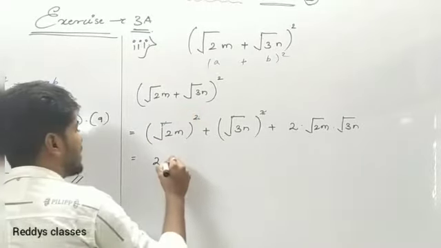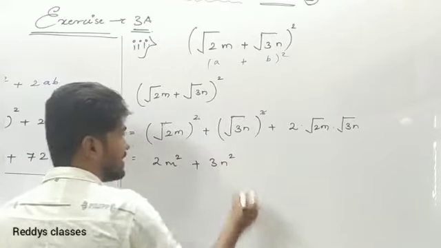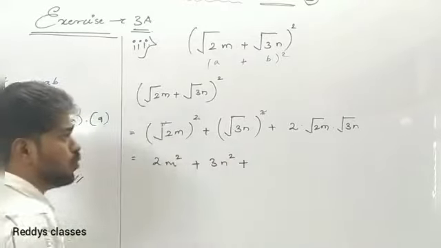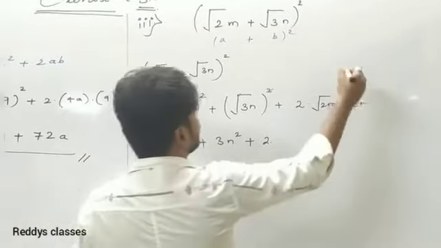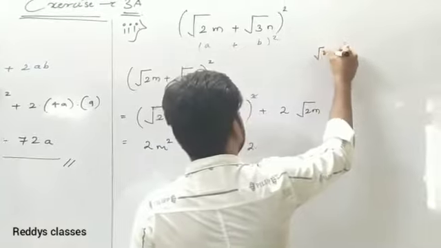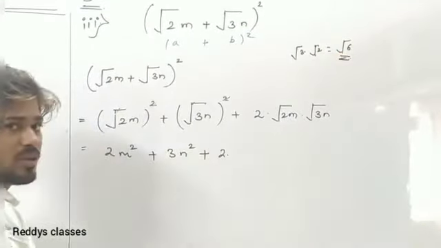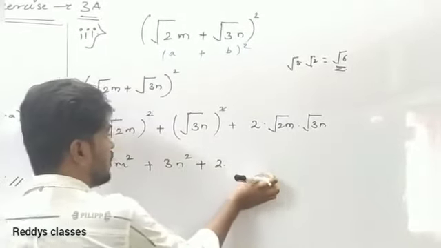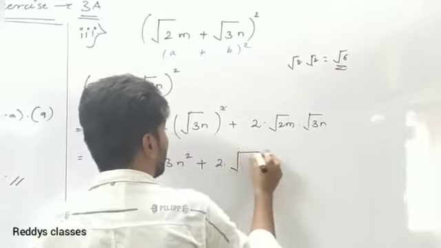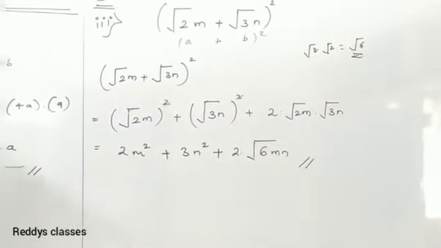And what is m square? This is m square plus 3n square plus 2 into, we have root 3 into root 2. That is what? Root 6. I have written 2, sorry, it means under root 6 mn. That's it. We have the answer here.